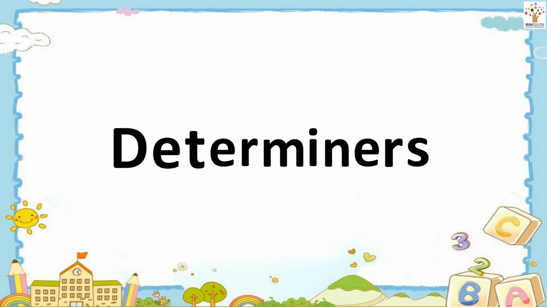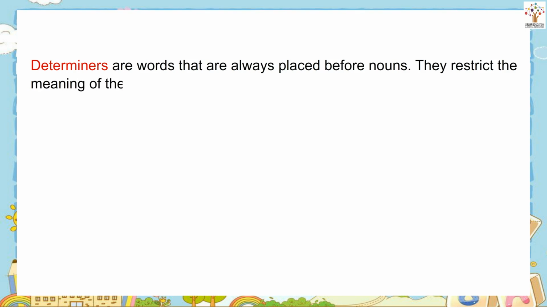Determiners. Determiners are words that are always placed before nouns. They restrict the meaning of the noun.